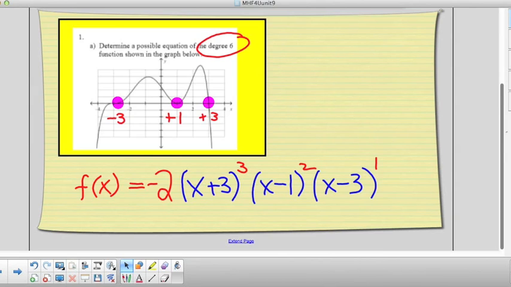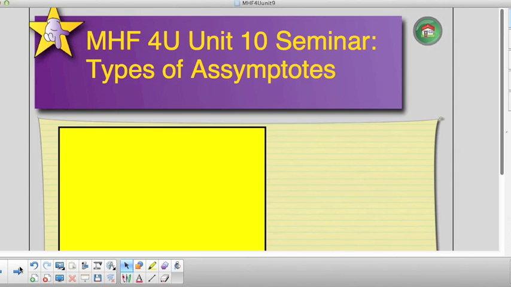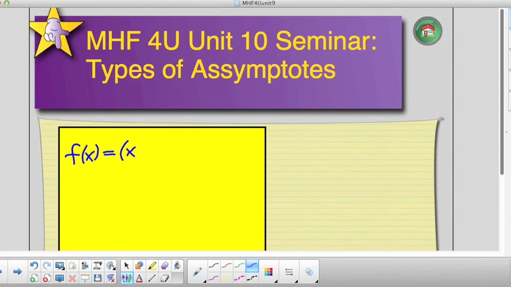Okay, the last question involves some more division as well as a table. But we're going to do the opposite. So what if I gave you the equation f of x is equal to x minus 3 times x plus 1 squared times x minus 5. And I told you you had to sketch this graph. You have to tell me what the graph is going to look like.